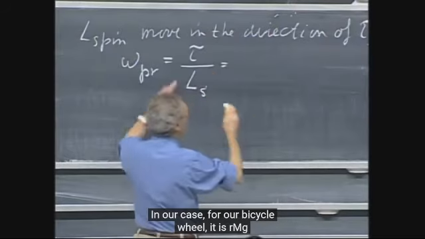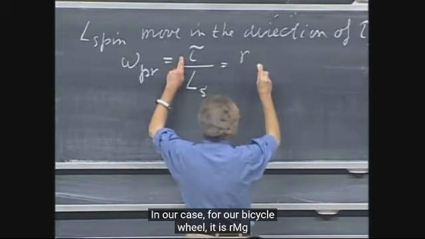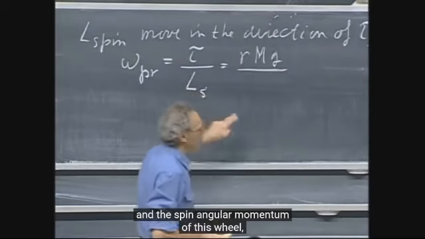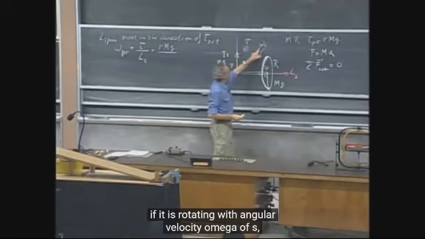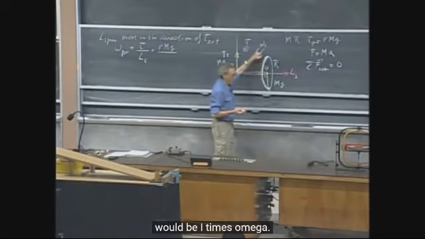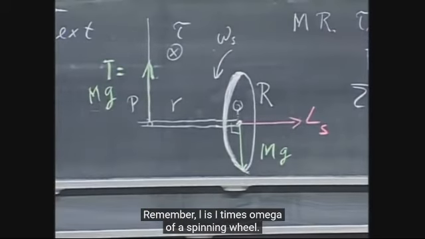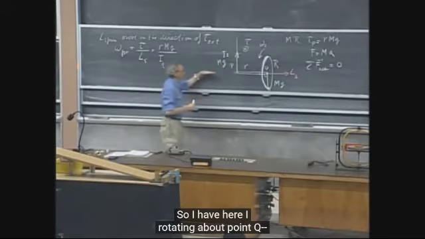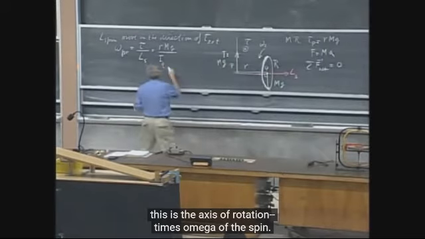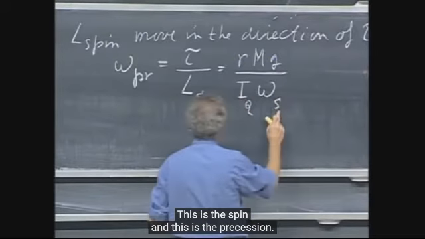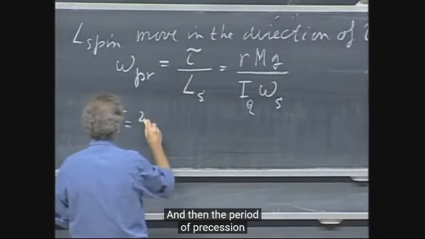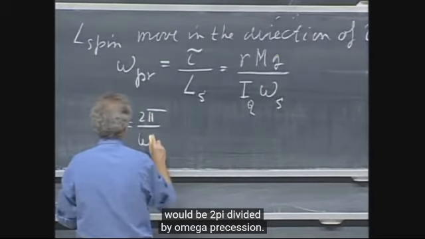In our case, for our bicycle wheel, it is Rmg, and the spin angular momentum of this wheel, if it is rotating with angular velocity omega of s, would be I times omega. Remember, L is I times omega of a spinning wheel. So I have here I rotating about point Q, this is the axis of rotation, times omega of the spin. This is the spin, and this is the precession. And then the period of precession would be 2 pi divided by omega precession.